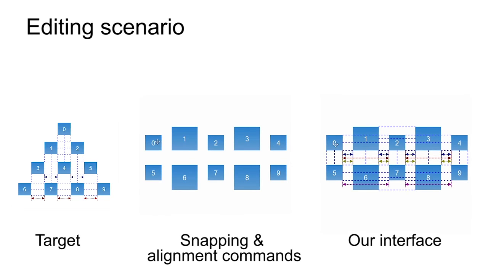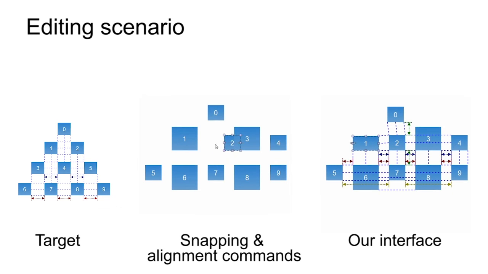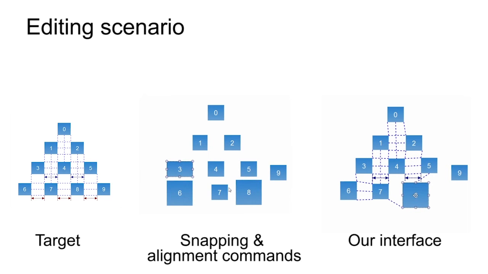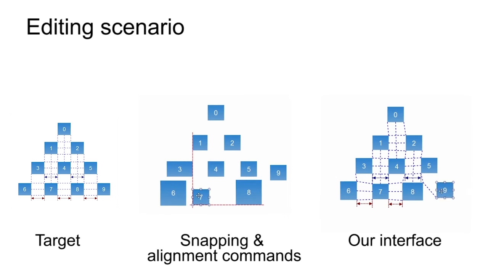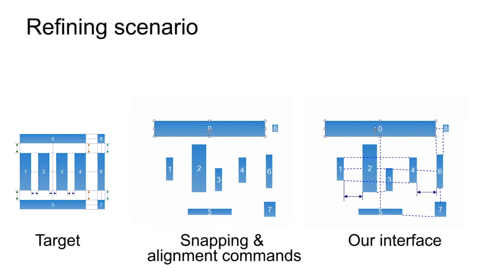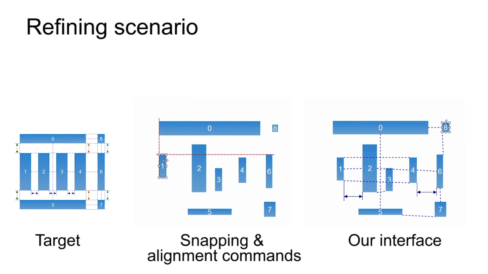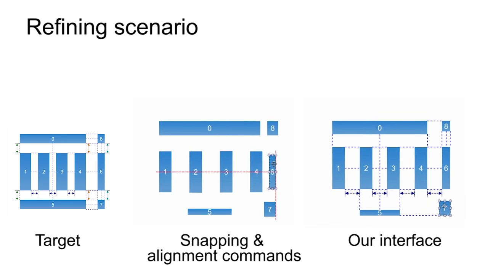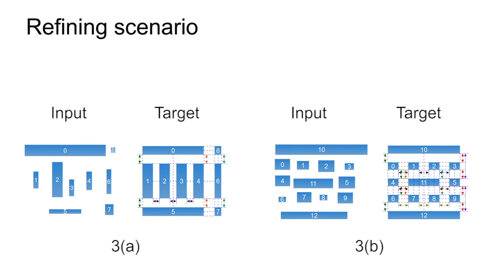The second is the editing scenario. The participants were asked to edit an input layout to achieve a target layout. The input and target layout had much different forms. 2 tasks were tested. The third is the refining scenario. The participants were also asked to edit an input layout to achieve a target layout. But the input layout was similar to the target. They only needed to fine-tune the input layout. 2 tasks were tested in this scenario.